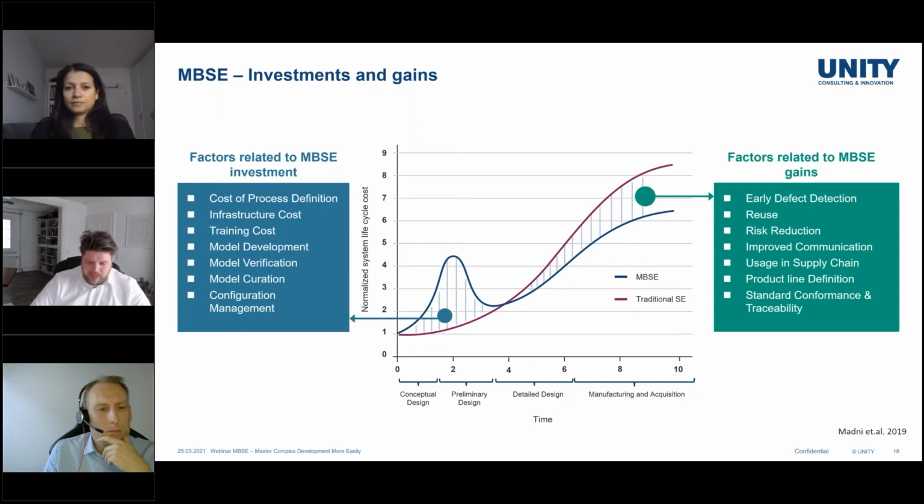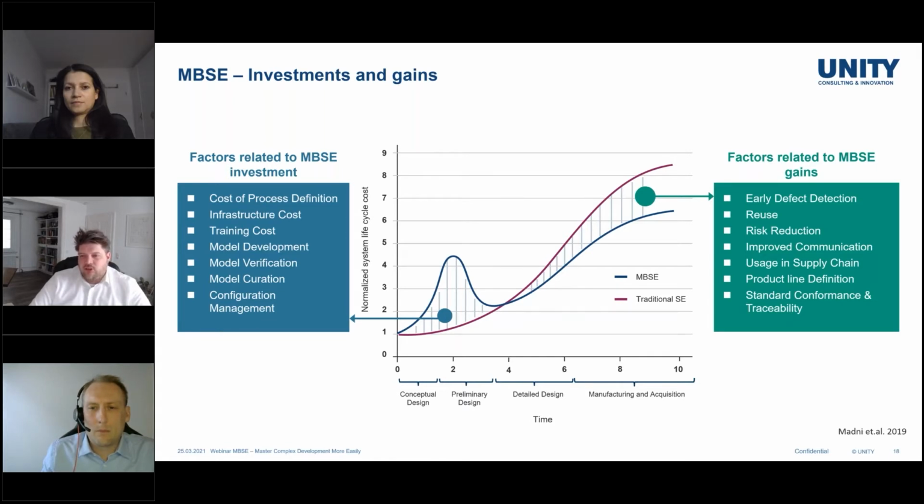So this graph essentially describes traditional systems engineering effort through phases versus MBSE efforts, and you can see there's a bump in the front, right? So there's an investment relating to process definition, infrastructure costs, so getting licenses and training your people, but also especially model development, model verification, curation, and configuration management. So there's an initial hump that's necessary to get up and running with MBSE, at least if you do the full-blown approach. The height of the hump can vary depending on what you want to do with it.